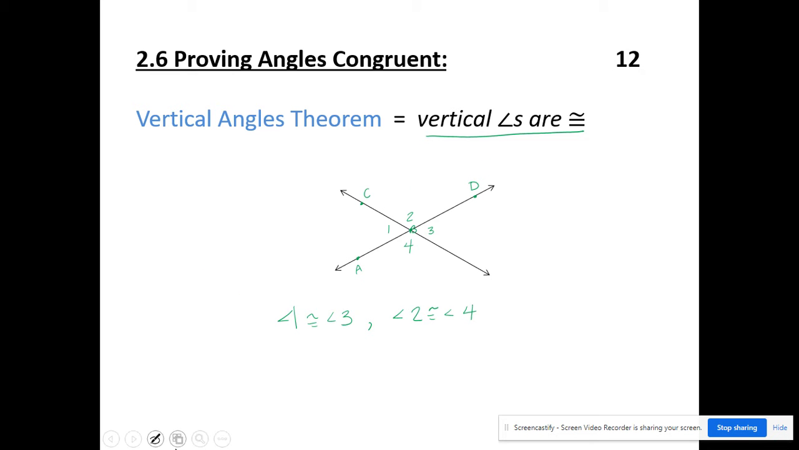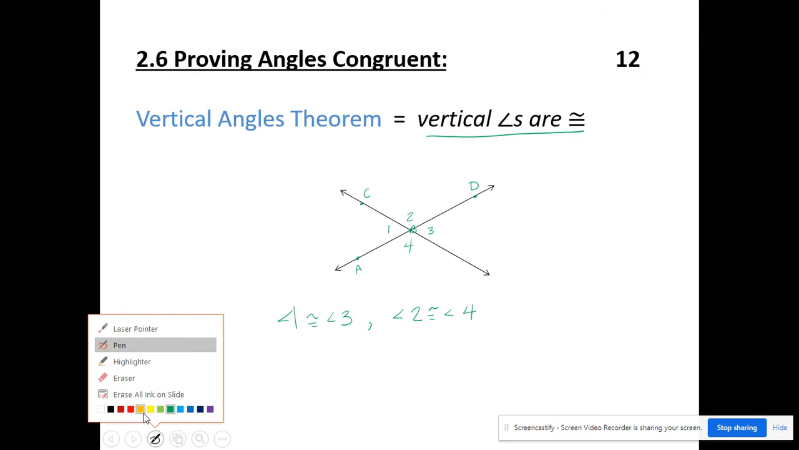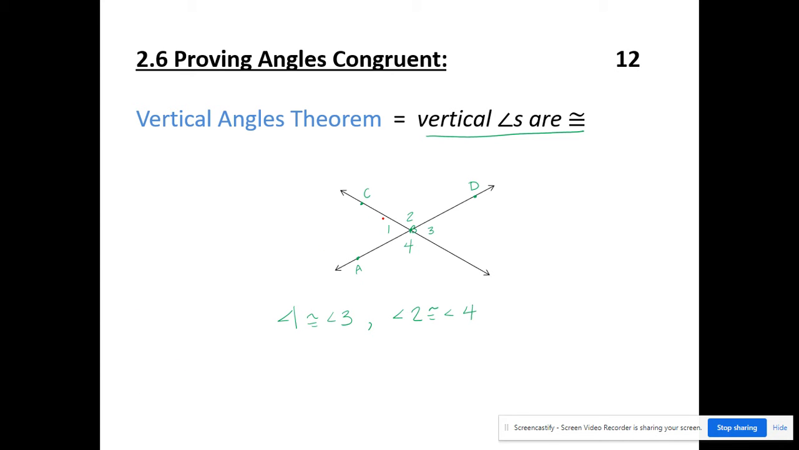What we need to do whenever we see problems like this is we need to mark them. Remember we talked about our congruency marks. So when I see vertical angles from now on, I'm going to mark them. This means these are congruent. So I can decipher that the 2 and the 4 are congruent. I'm going to use 2 little half moons there to say that those are congruent to each other.